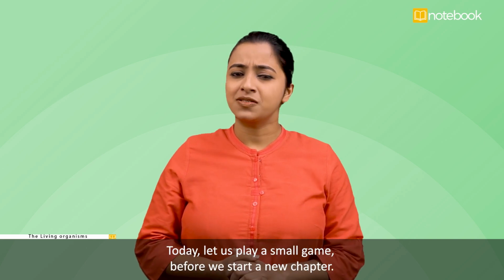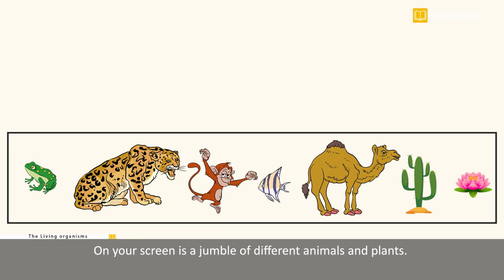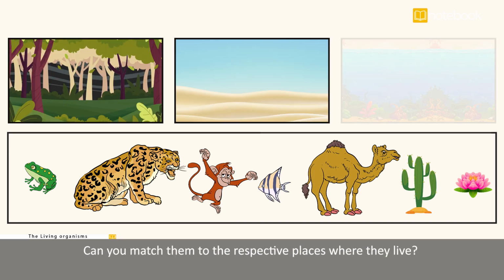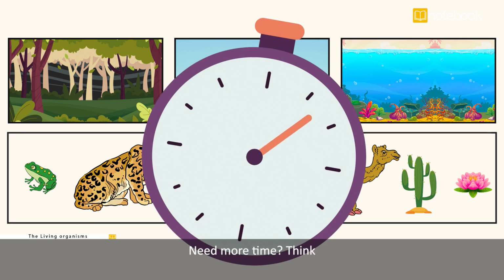Today let us play a small game before we start a new chapter. On your screen is a jumble of different animals and plants. Can you match them to the respective places where they live? Mind you, two or more animals or plants can share a common place. Need more time? Think. Okay, time's up.